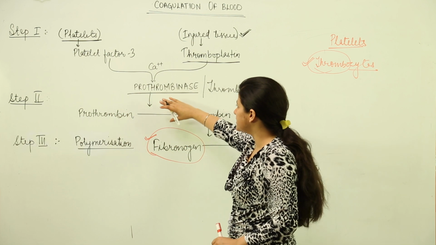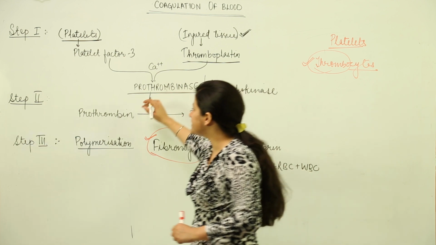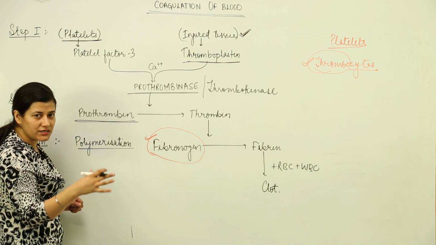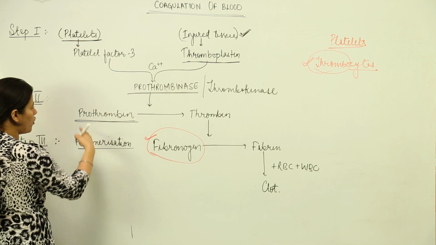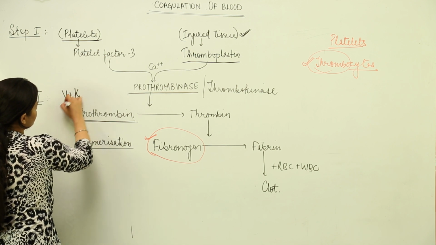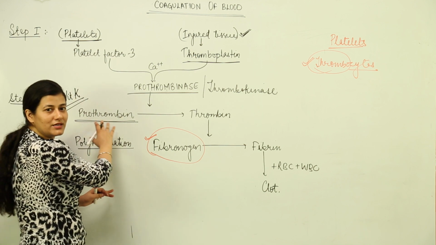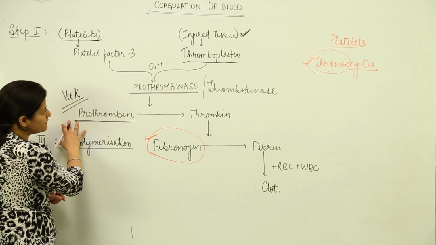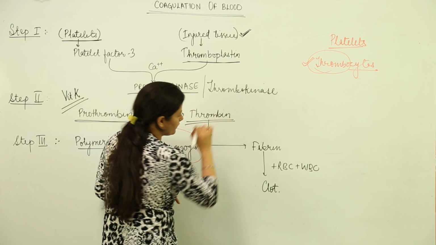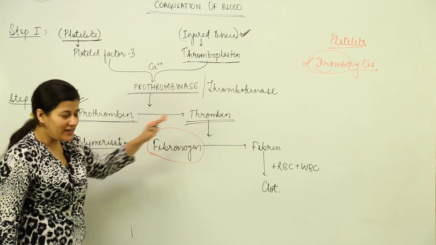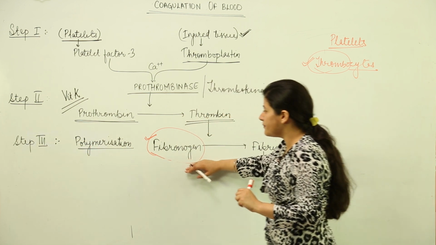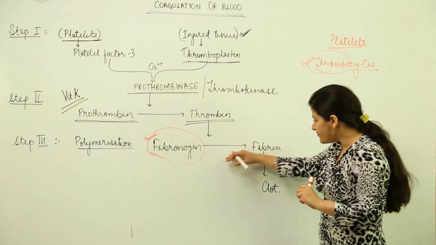Coming to the second step, this prothrombinase which is formed converts prothrombin. Prothrombin is formed inside the liver cells. It is present in the blood and is very important for the clotting process. And you have to remember that vitamin K plays an important role in the synthesis of prothrombin inside the liver. Now this prothrombin, in the presence of prothrombinase, forms thrombin. The formation of thrombin leads to the next step, step number 3, where the polymerization of plasma protein fibrinogen takes place and fibrin is formed.